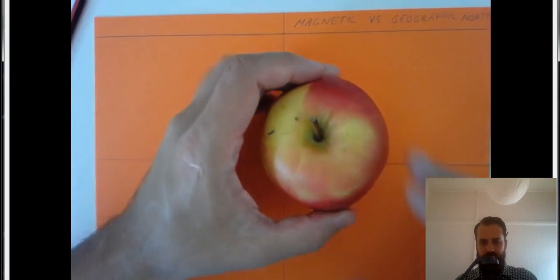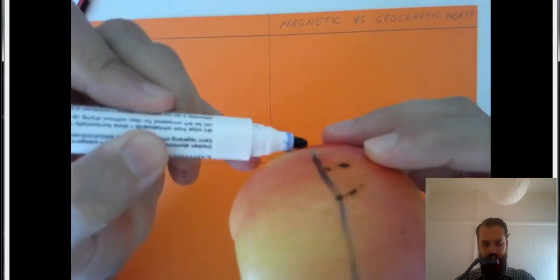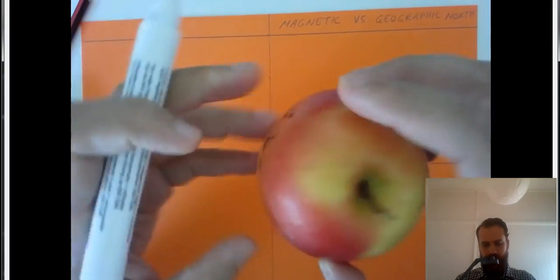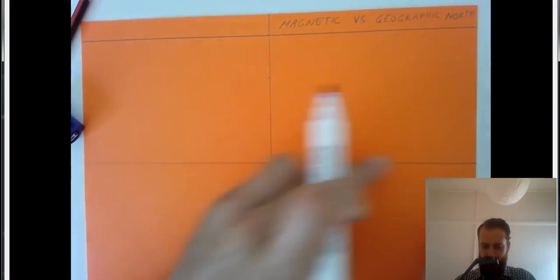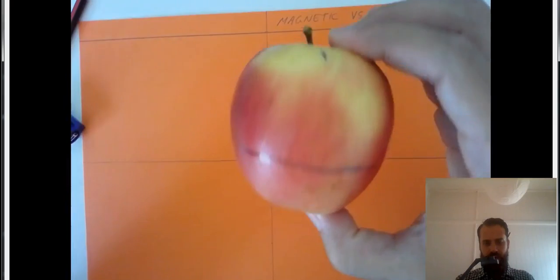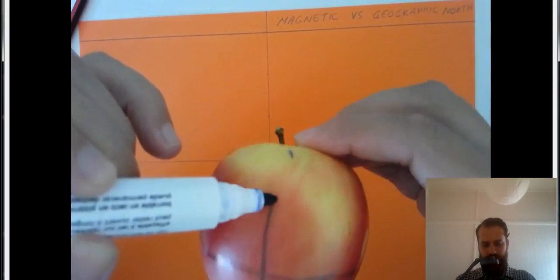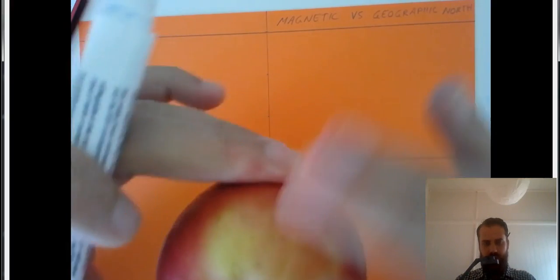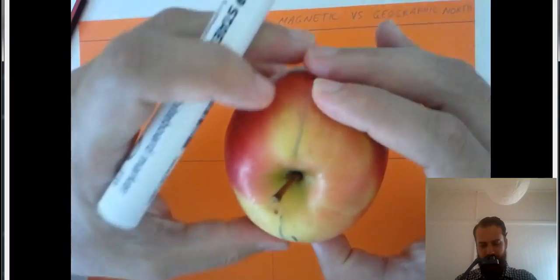the Earth actually looks. So here's my Earth here. Now, I'm going to draw an equator. That equator on my Earth here corresponds with this here. Okay, and then I'm going to draw a line from the South Pole, which is the bum of the apple, up to the stalk here, which is our North Pole, and then I'm going to come back down the other side.